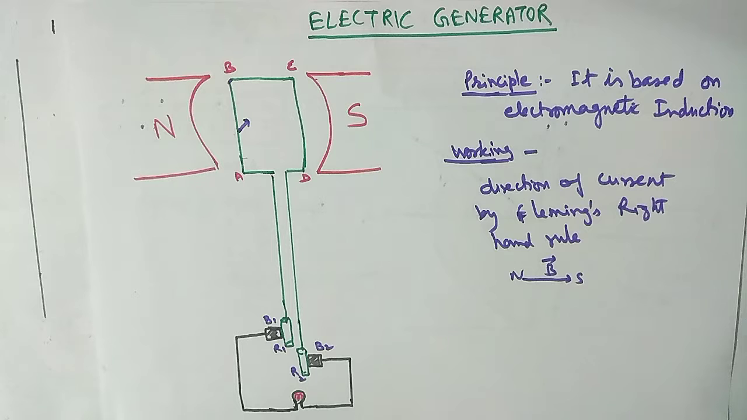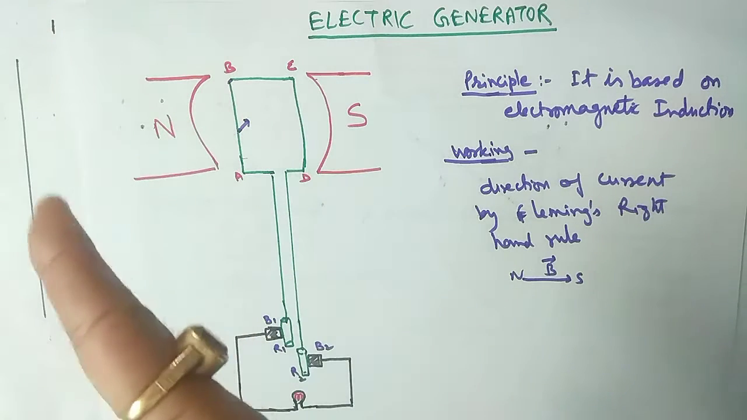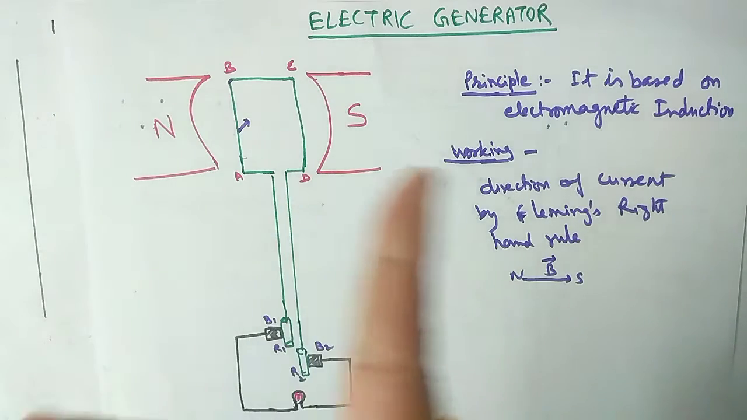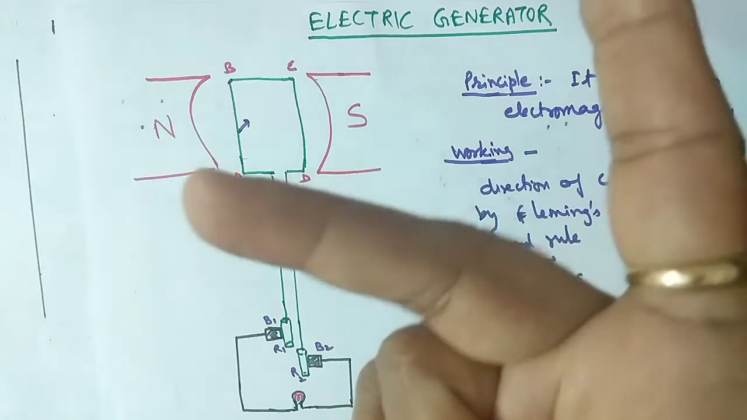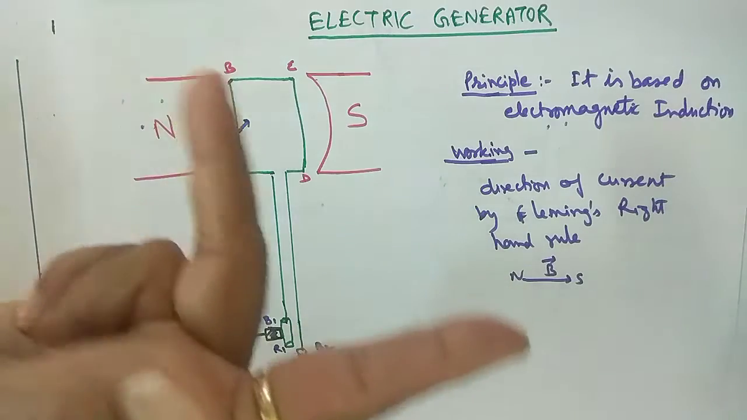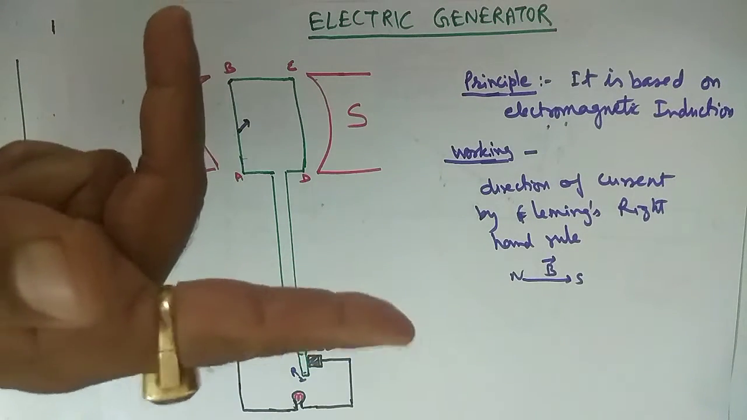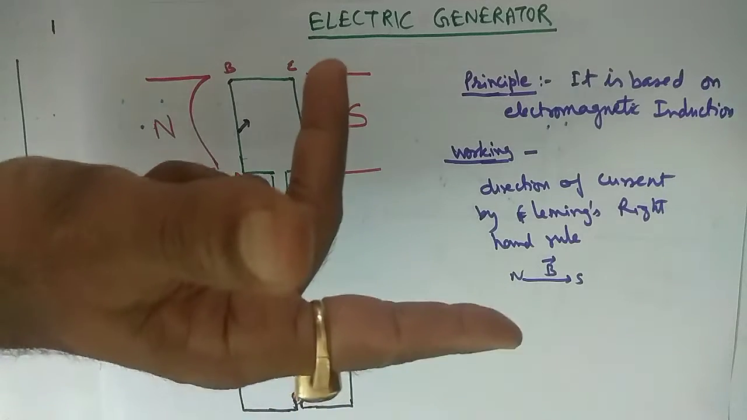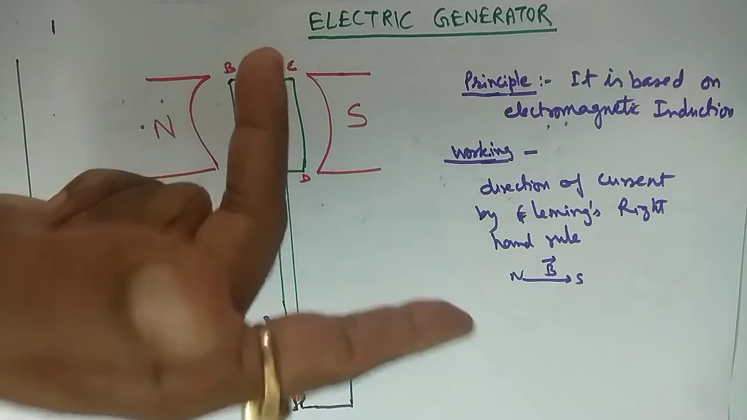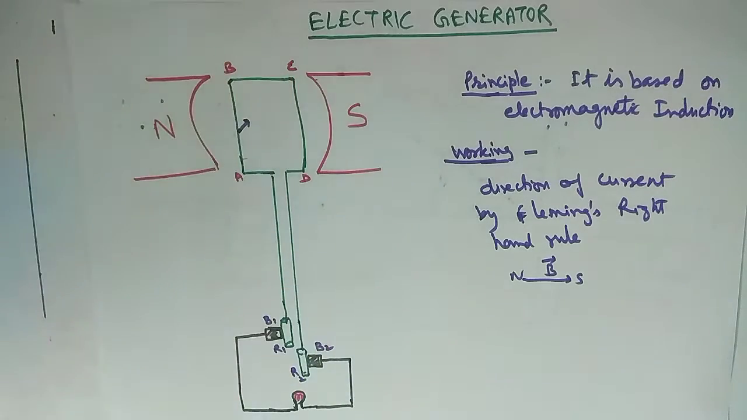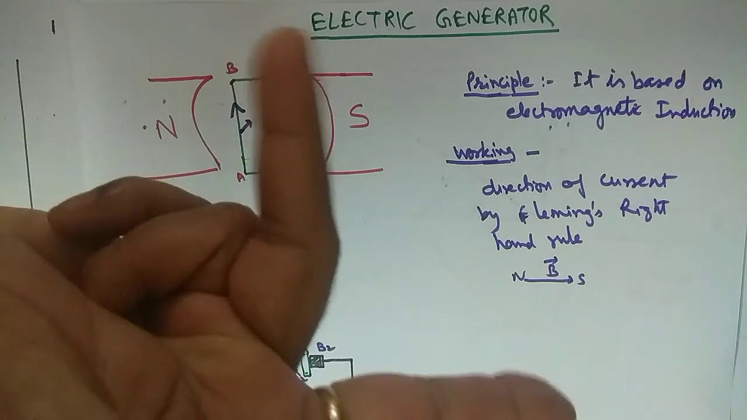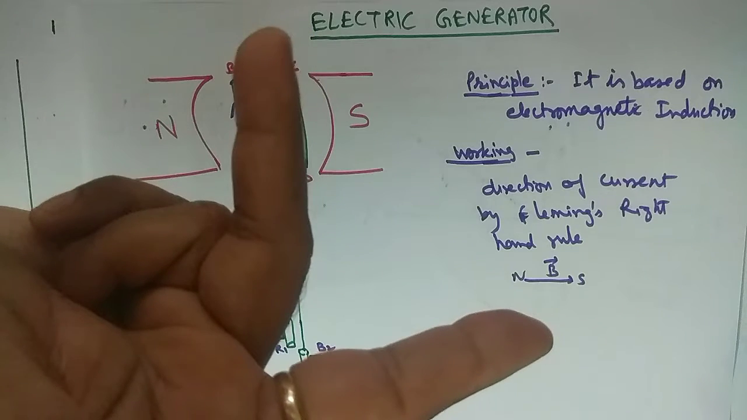If you see the right hand, Fleming's right hand rule, the thumb will show the motion, this finger shows the direction of the magnetic field, and this finger shows the direction of the induced current. Now keep this finger in the direction of the magnetic field, N to S, and suppose AB is moving in the upward direction. So this is the direction of current in AB, that is A to B.